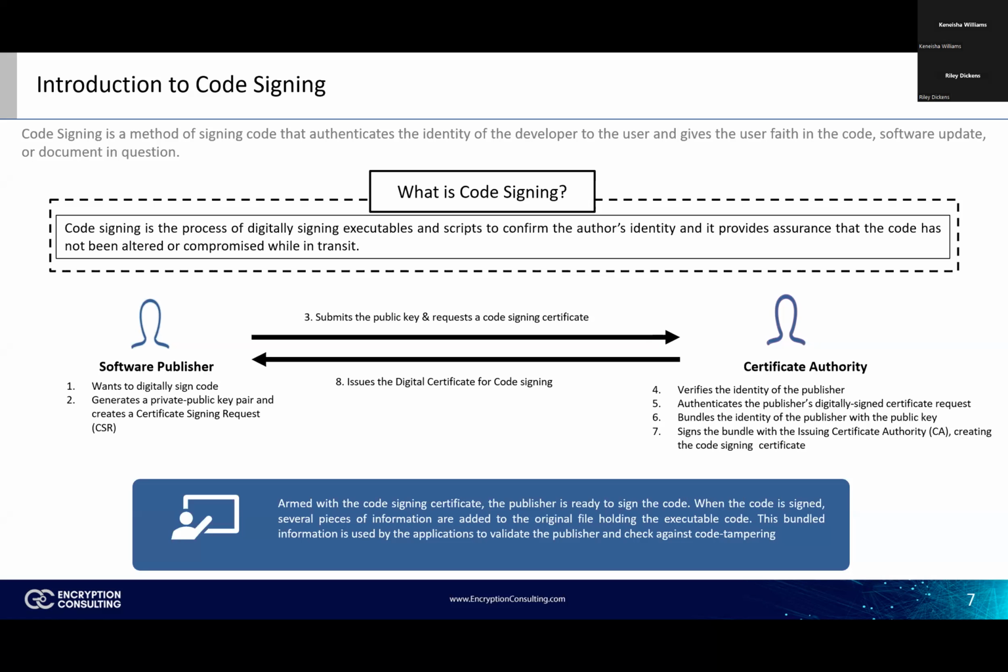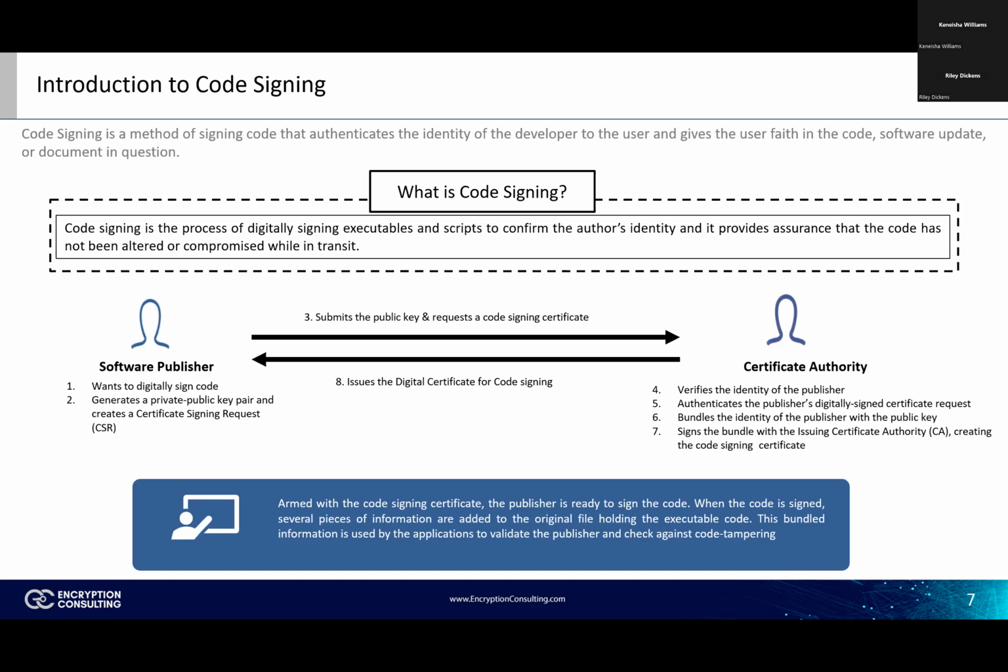So to get into a higher level look at code signing, the way this begins is a software publisher decides that they would like to digitally sign their code. So the first step is generating a private and public key pair and creating a certificate signing request, or a CSR. Now, with that key pair, you always want to keep the private key private, but the public key can be seen by anyone. And the reason for that is this third step in the process, which is submitting that public key and that CSR to a certificate authority.